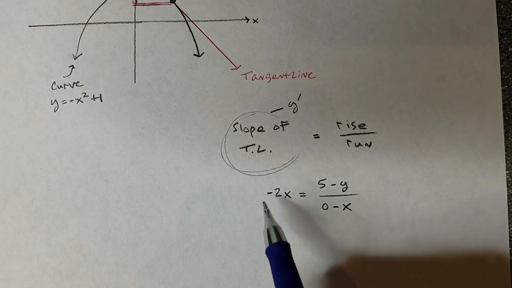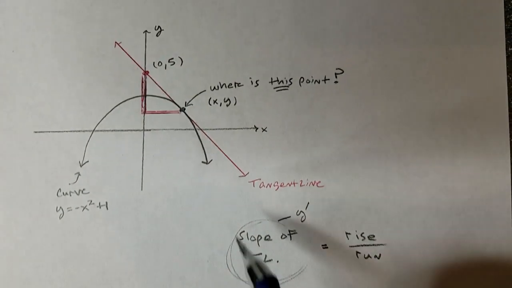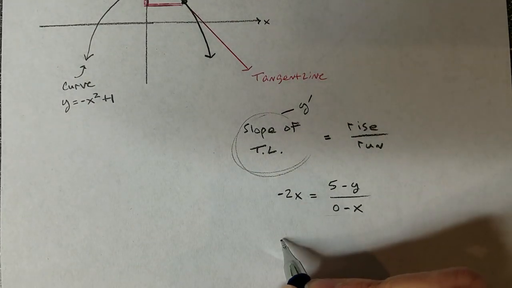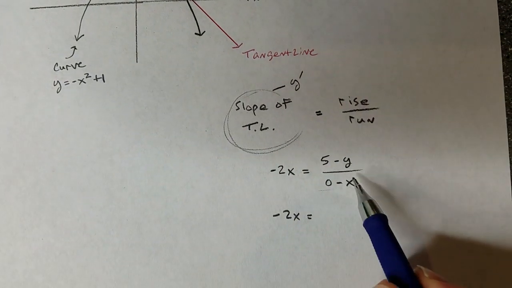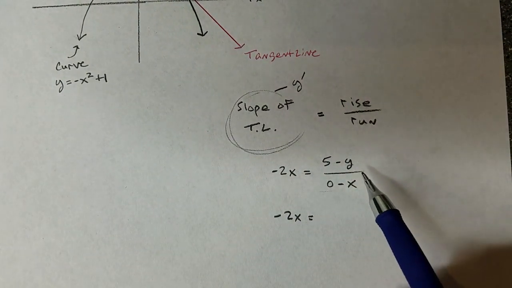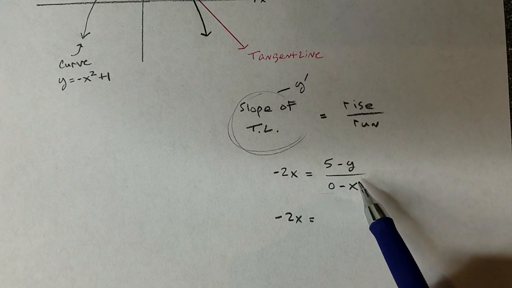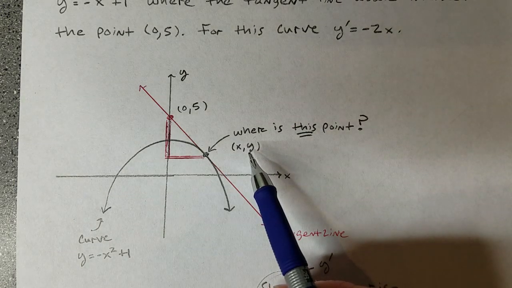Now, I need to solve this equation. If I can solve this equation, then that will take me to where this point is. All right, so let's see if we can do that. Well, there's nothing I can do with that yet. This thing right here has two variables in it. It's got a y and it's got an x. And the y came from this point having some unknown y coordinate.